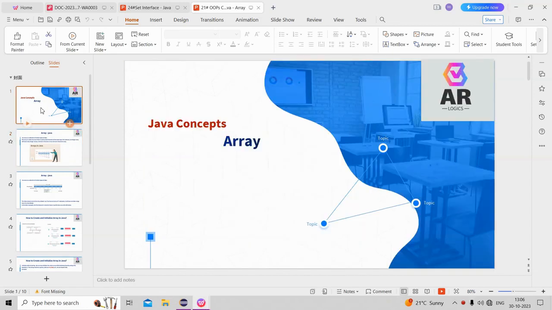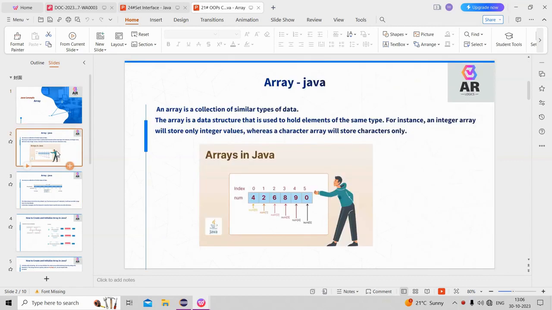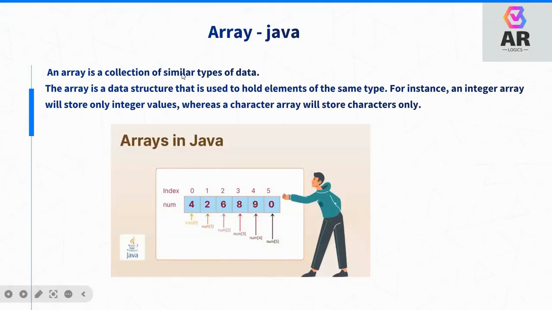Today we are going to discuss the Java concept array. What is an array in Java? An array is a collection of similar type of data. The array is a data structure that is used to hold elements of the same type.